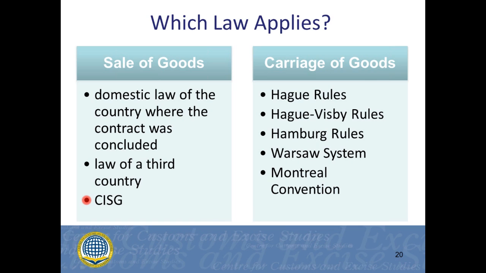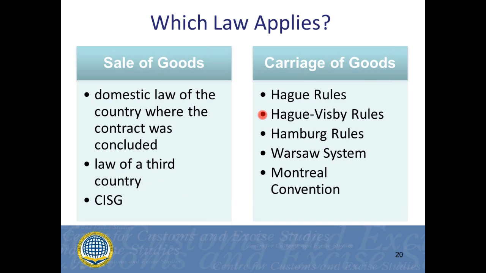It was adopted in 1980, and it is the principal international convention that applies to contracts for the sale of goods between private traders, not between the governments.